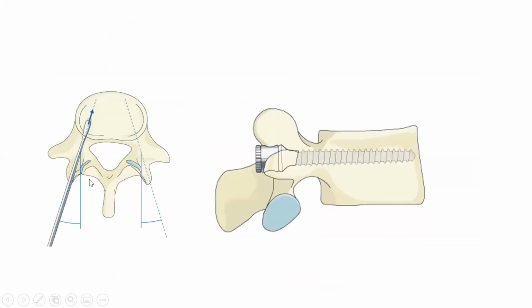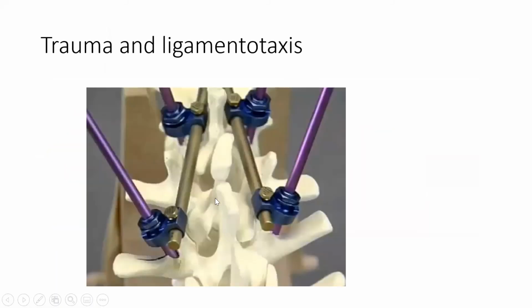So here's the pedicle anatomy, base of the facet joint and the transverse process. That's where your pedicle starts, and your different angles, and your entry point in the middle of the pedicle. So basically, the middle of the transverse process is where your pedicle is going to be. There are different systems for trauma. This is a so-called Schanz pin. You're putting it into the pedicle, into the body.